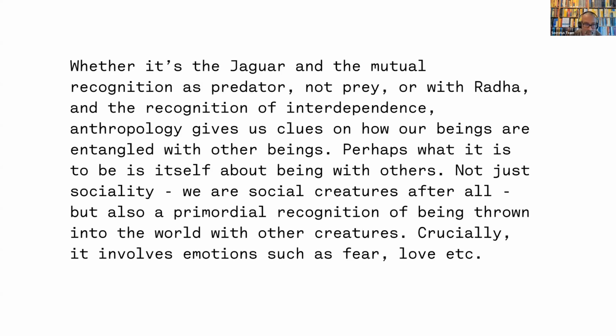What anthropology and these excerpts might be telling us is that it's not our thinking that gives rise to who we are, but our interdependence with other beings, other human beings, and other non human beings, right? So perhaps what it is to be is itself about being with others, not just sociality, which is true. We are social beings, at least human beings are social creatures, but there might be an even more primordial recognition of interdependence, of the fact that we are thrown into the world with other creatures, and that this entanglement with others is as much through emotion, through fear and love, right, as it is with cognitive capacities.